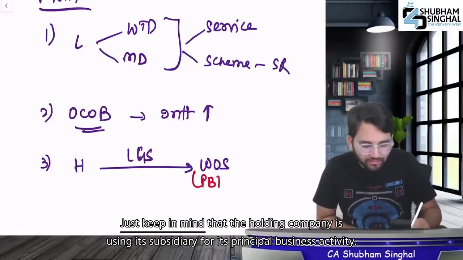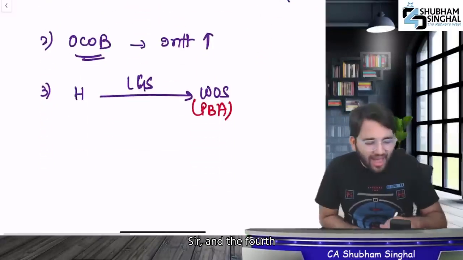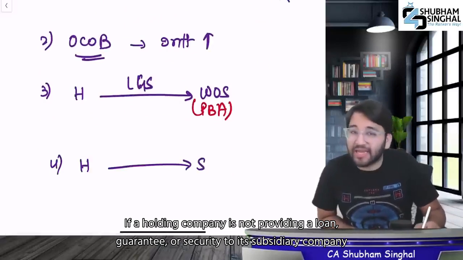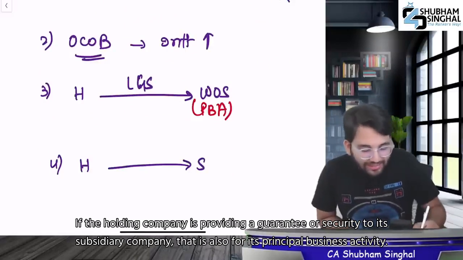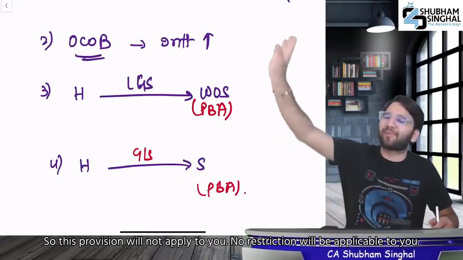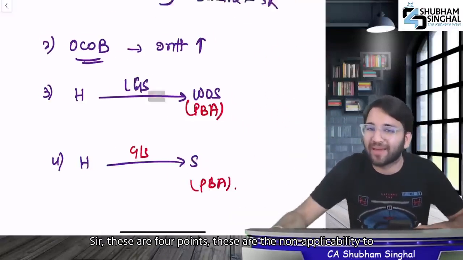Remember, the holding company is using its subsidiary for its principal business activity. The fourth is if the holding company is providing guarantee or security to its subsidiary company for principal business activity. So this provision will not apply to you. No restriction will be applicable. These are the 4 points of non-applicability.